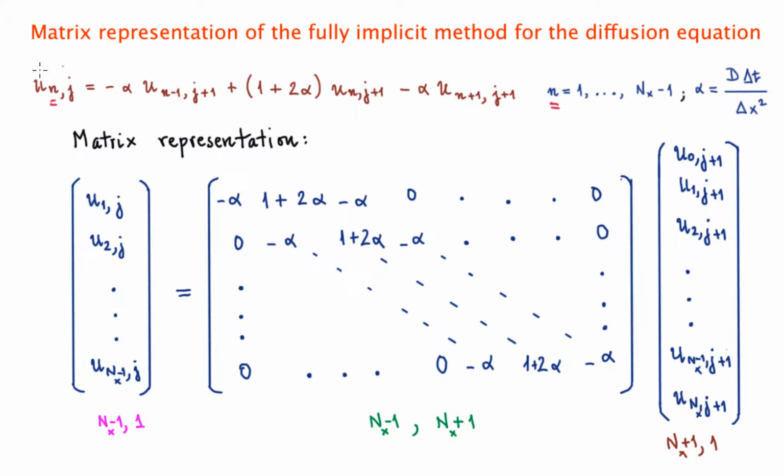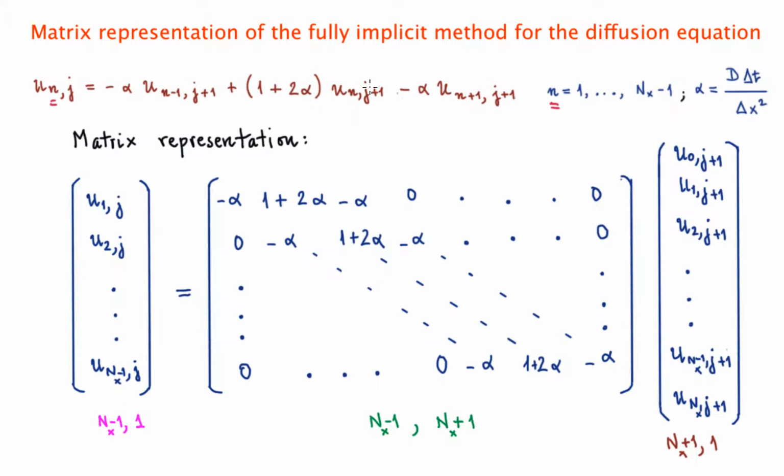So here on the left, we have nx minus 1 different u values, all represented in this column form, where the number of rows is nx minus 1. On the other hand, the values of the u function entering these equations are nx plus 1, because we have n minus 1 and n plus 1, and these are represented in this other column. These are evaluated at j plus 1, while the ones on the left are evaluated at j. So the number of rows here is nx plus 1.